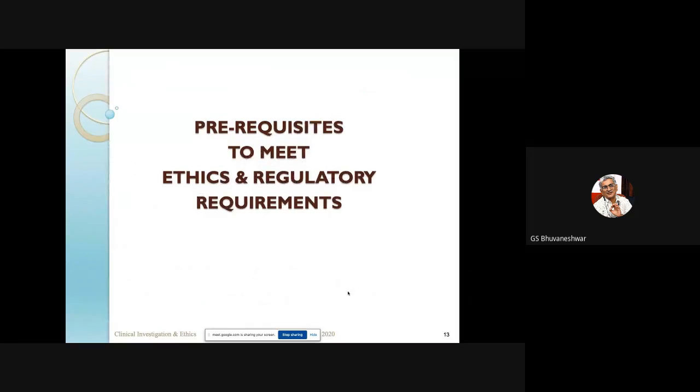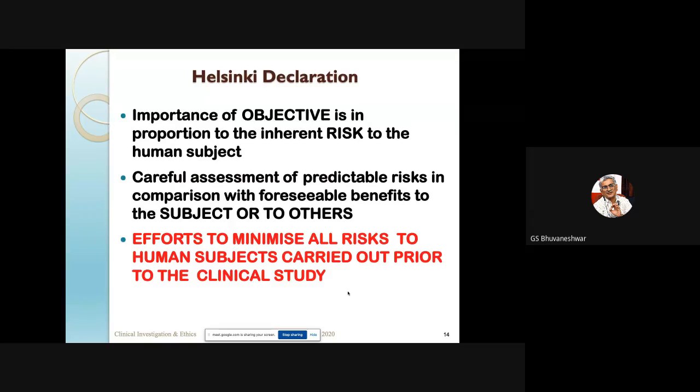So some of the prerequisites to meet ethics and regulatory requirements is to address the Helsinki Declaration. This is part of the clinical investigation plan. You have to show that the importance of objectives is in proportion to the inherent risk to the human subjects. This is the fundamental basis of ethics, which says that the risks and benefits are proportionate and the risks are acceptable.